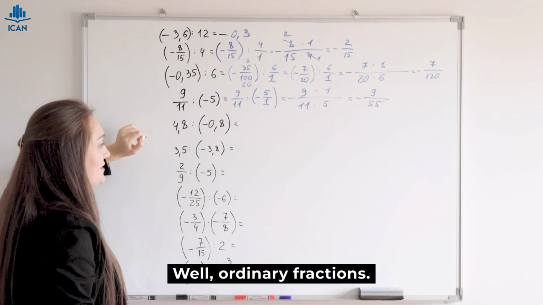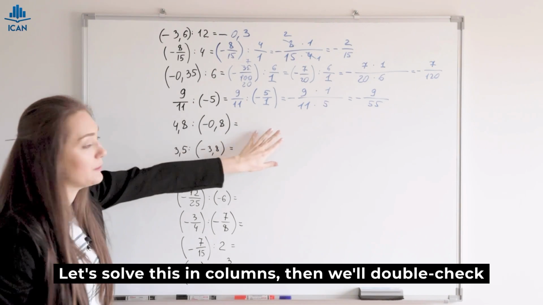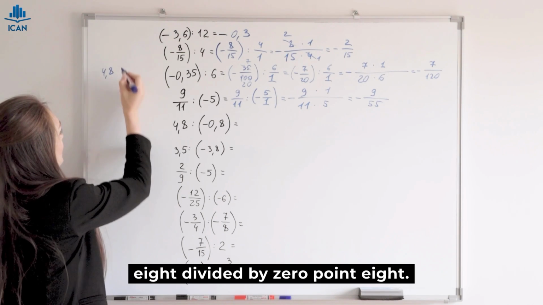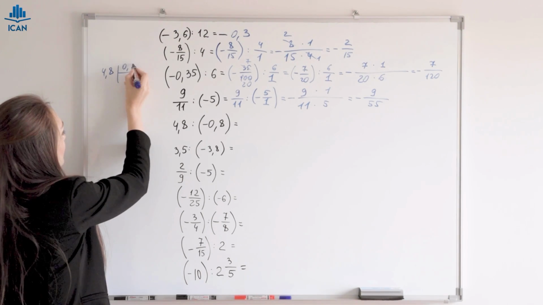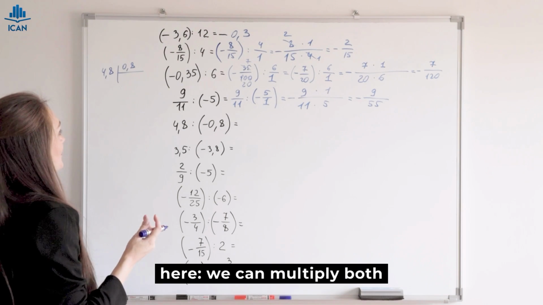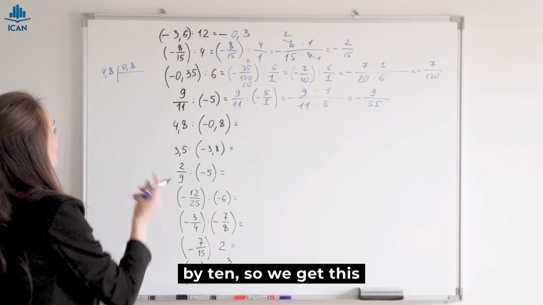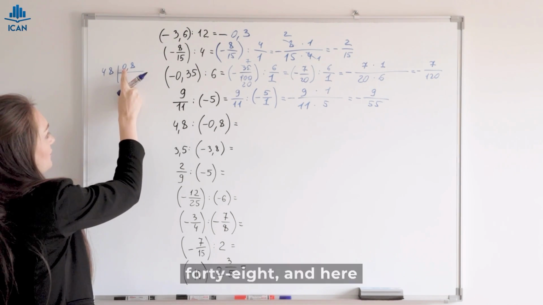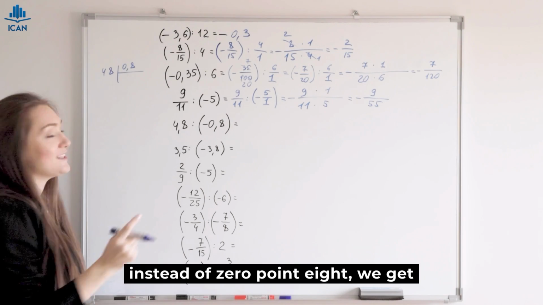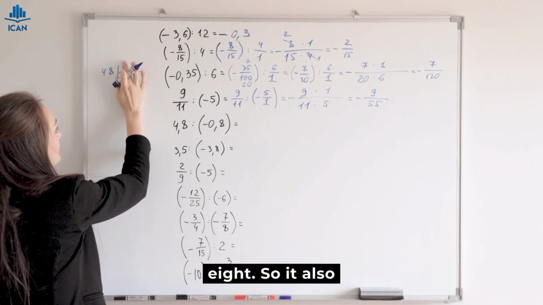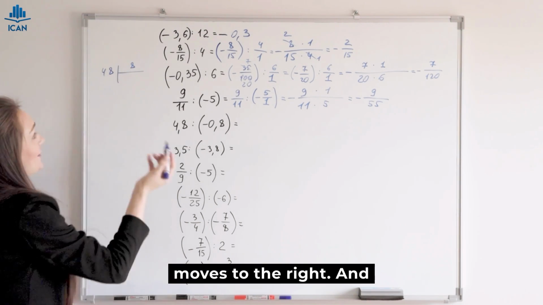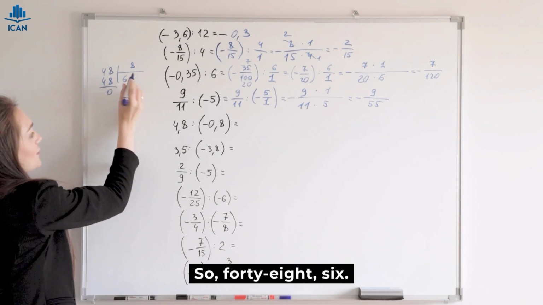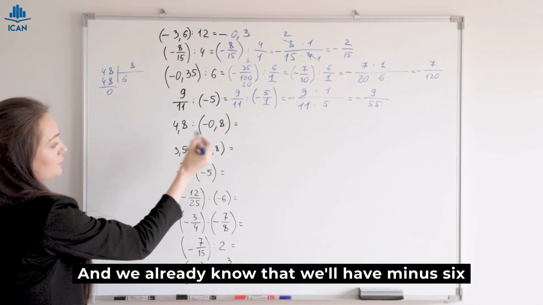For instance, this exercise can be solved both vertically and just as if creating ordinary fractions. Let's solve this in columns, then we'll double check and solve it both ways. 4.8 divided by 0.8. Actually, it's quite simple here. We can multiply both by 10, so we get this decimal point. It goes here, right? We get simply 48. And here, instead of 0.8, we get 8. So it also moves to the right. And 48 divided by 8, how much will it be? 6, right? So 48, 6. And we already know that we'll have minus 6 here.